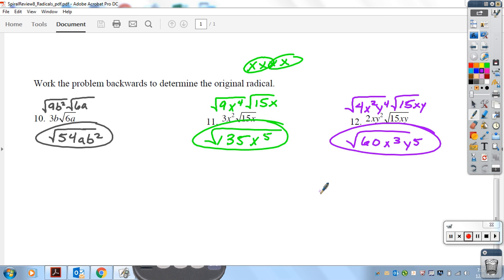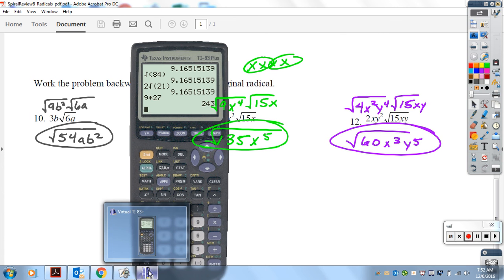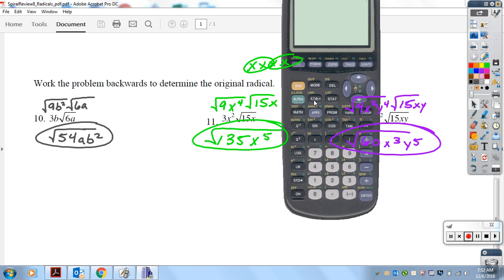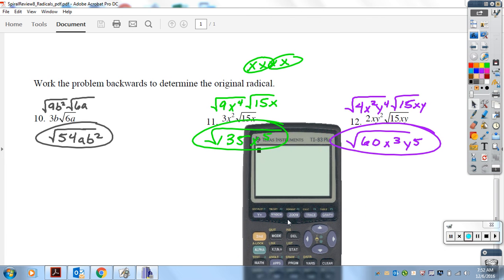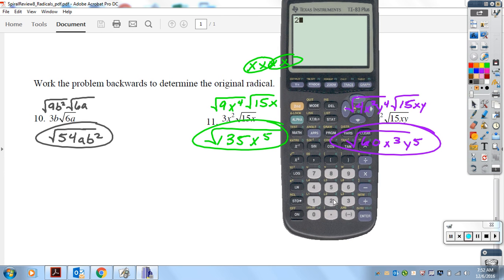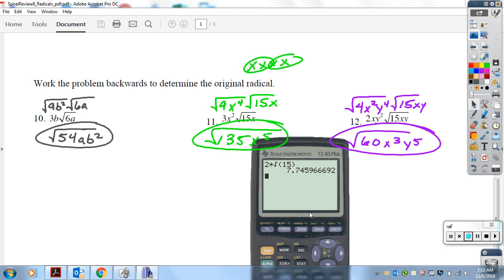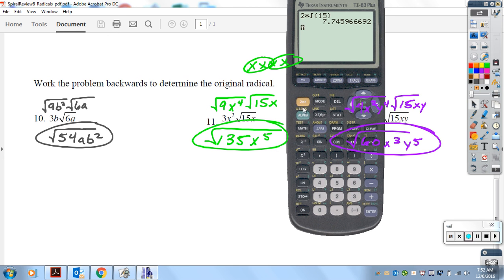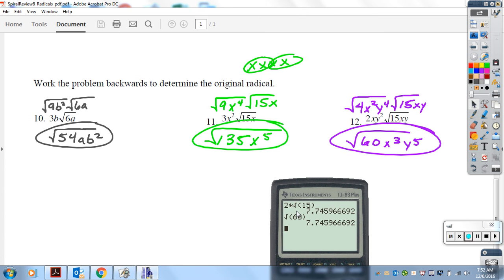You can always check this, of course, by using your graphing calculator once again, and checking to see, for example, if 2 times rad 15, 2 times second radical 15, which is 7.74. So 2 times radical 15 is 7.74. Is that the same thing as the square root of 60? My answer? Let's see, second square root of 60. Looks like it was the same thing, which means square root of 60 and 2 times rad 15 were the same thing. So at least I know I'm not definitely wrong.